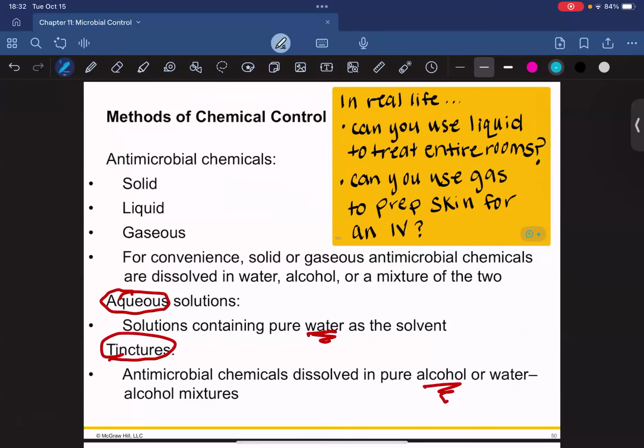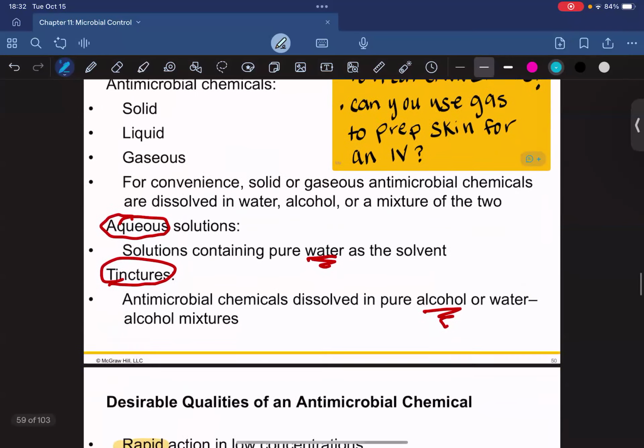So now we're going to get into chemical control. Okay, we're good. I don't care about you knowing that they could be solid, liquid, or gas because I feel like that's kind of an obvious thing anyways. Cool, it could be all different kinds of chemical states. What you should probably know is that a lot of times if they're in liquid, they're either aqueous or they are tinctures. An aqueous solution speaks for itself. It's made with water. A tincture is if it has any alcohol in it. Sometimes it's all alcohol it mixes with, sometimes it's just a little bit.